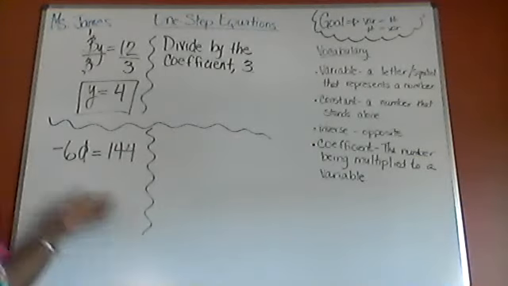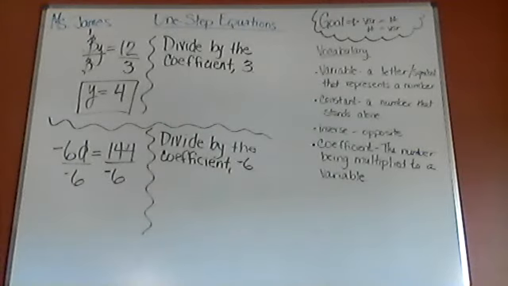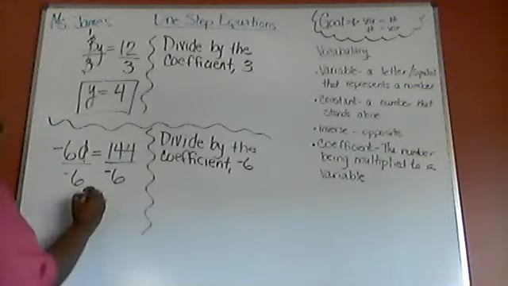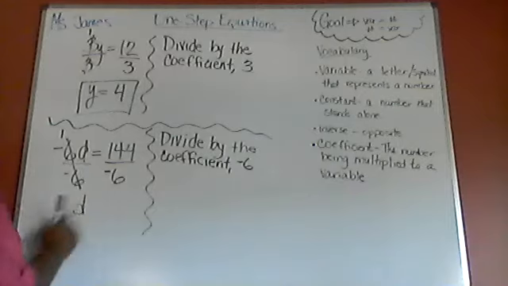But what is our one step? Our one step is divide by the coefficient. And the coefficient in this case is -6. So we're going to divide both sides by -6. So we have -6d divided by -6 is going to be d, because -6 divided by -6 is 1. 1 times d is d.